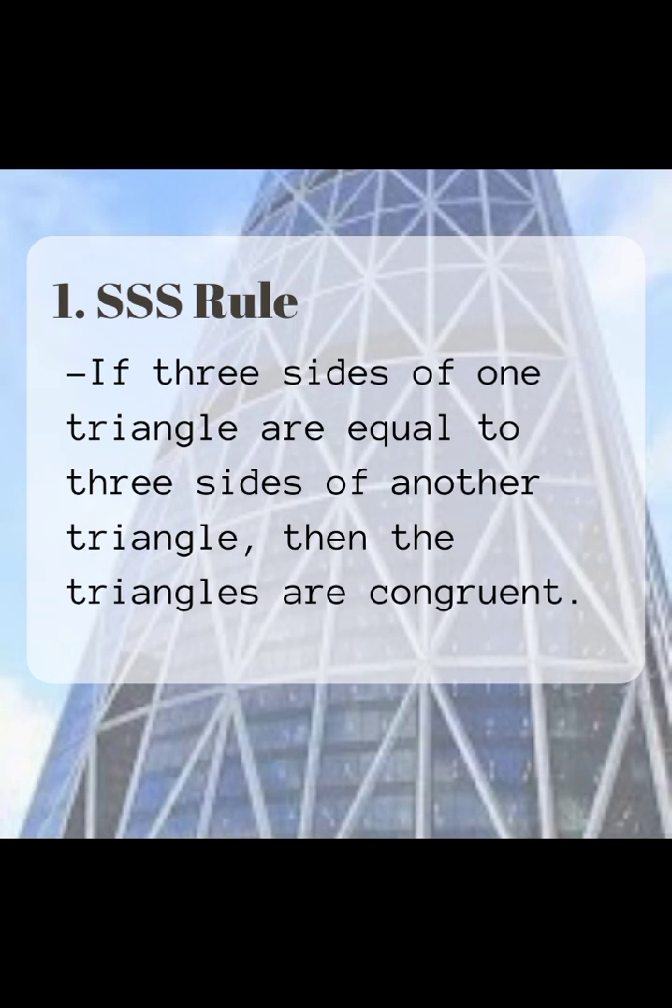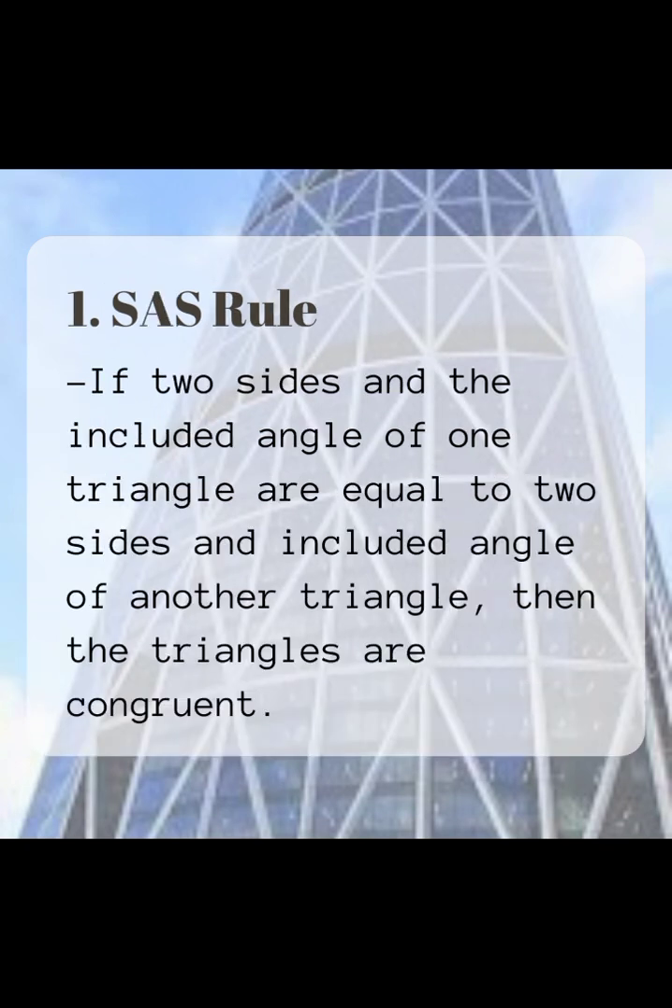It states that if 3 sides of one triangle are equal to 3 sides of another triangle, then the triangles are congruent. Next is the SAS rule. It states that if 2 sides and the included angle of one triangle are equal to 2 sides and included angle of another triangle, then the triangles are congruent.